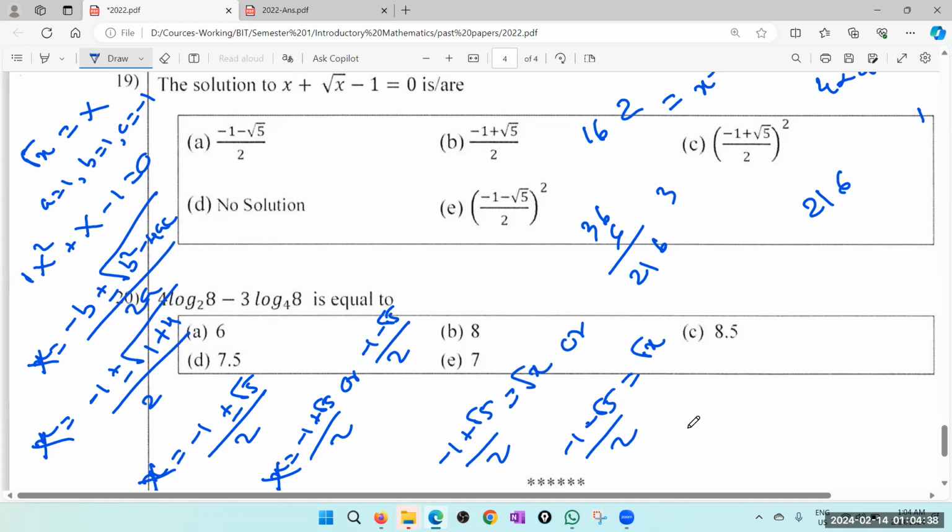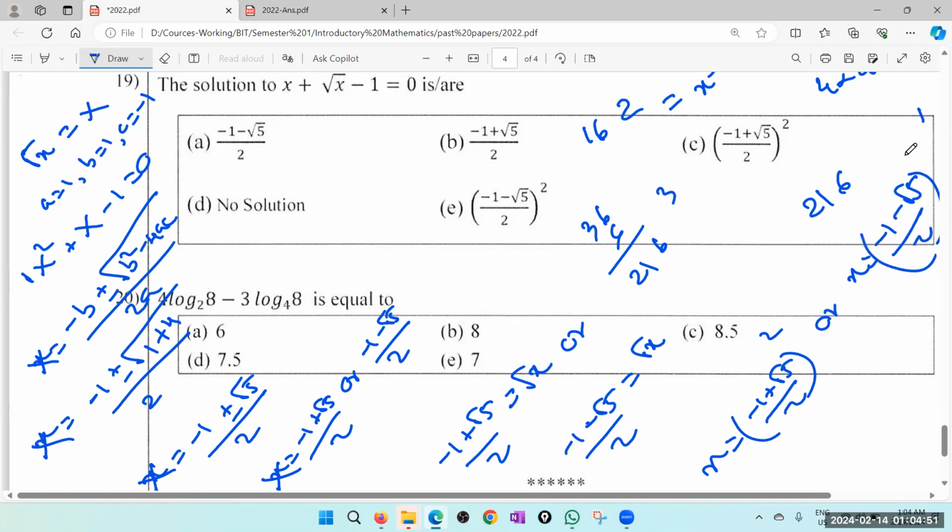So therefore, X is either ((minus 1 plus root 5) divided by 2) square, or X equals ((minus 1 minus root 5) divided by 2) square. Do we have that answer? So this can't be the answer. Minus 1 minus root 5 divided by 2 square, this is a possible answer. Minus 1 plus root 5 divided by 2. So this is the first time we got multiple answers.